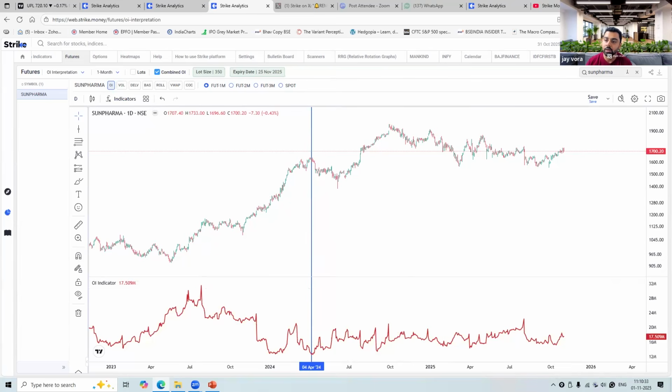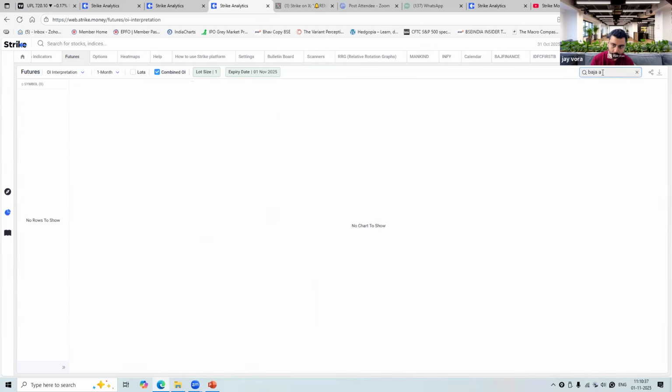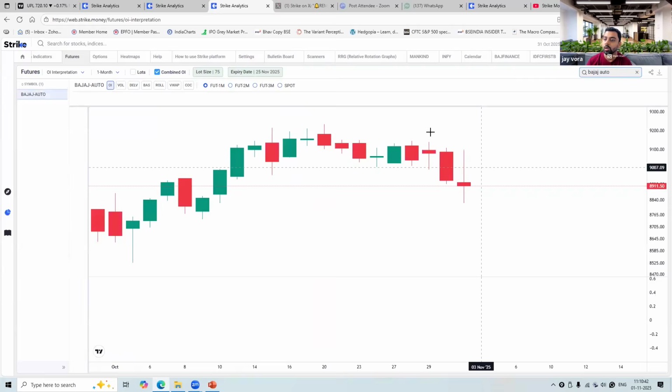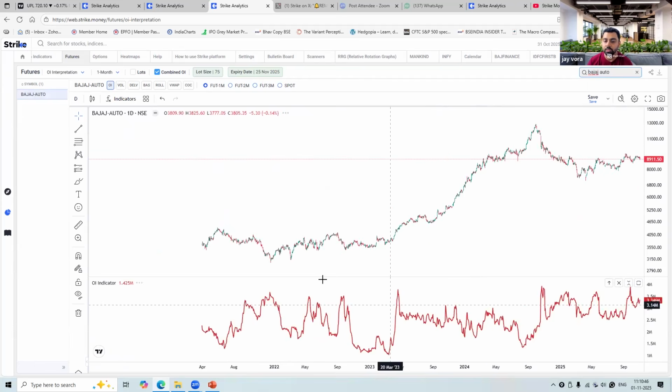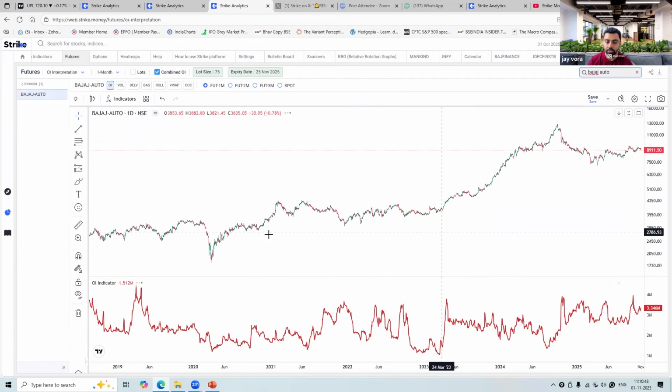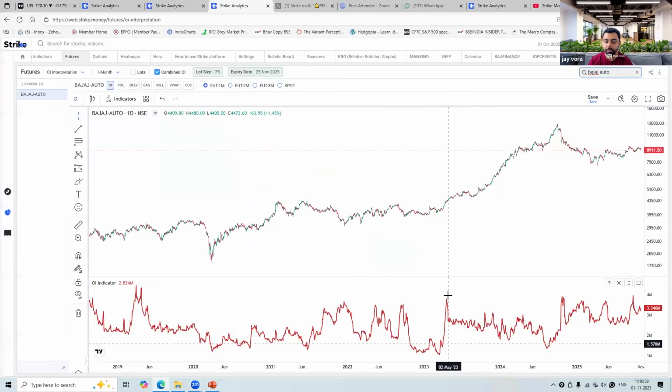Something very similar had happened in Bajaj Auto as well. People were just forming long in Bajaj Auto, unwinding long, unwinding, and so on. This is what seems to be happening in Bajaj Auto. Now you see over here that the open interest was very low. What does low open interest mean? That a trend should pick up. Eventually over here a trend picked up.